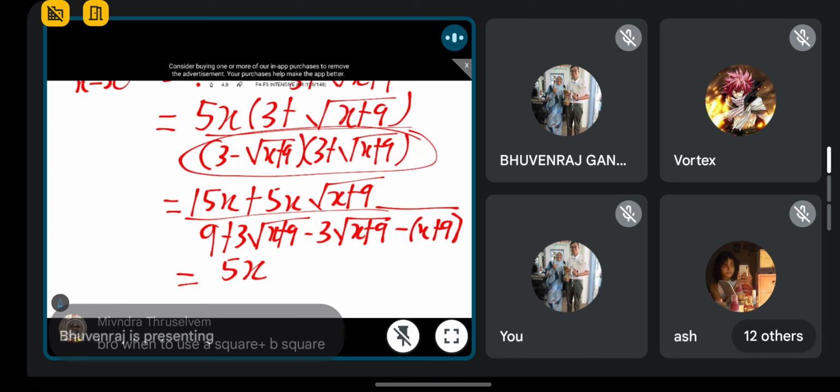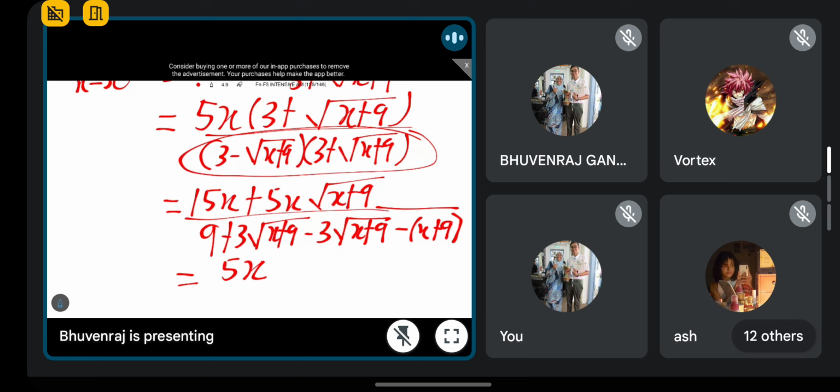So you can do one thing over here. When to use a square plus b square? A square plus b square is, there is no such thing as a square plus b square. It's either a square minus b square or a square plus 2ab plus b square. There are two formats only. I think you mean a square plus 2ab plus b square. If I get what you mean lah. Okay, Mirindra, can you understand? Yeah, correct.